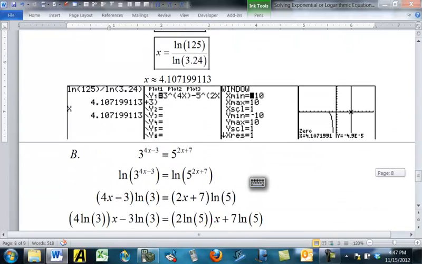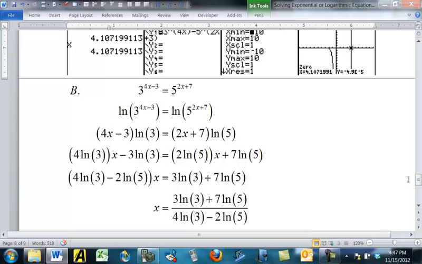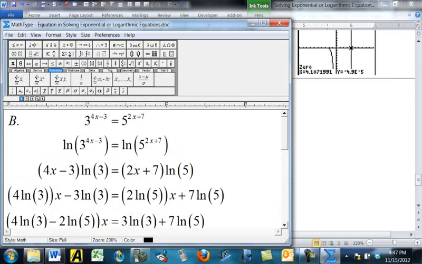Alright, how about our next example? It's very similar. Take the natural log of both sides, pull the powers down, distribute, eliminate the x's from the left side by subtracting 2 ln of 5 times x, eliminate the constants from the other side by adding 3 ln of 3 to both sides. That gets you what we have here. Combining like terms there on the left by factoring the x out, adding the coefficients, divide by that new coefficient, and now we have our answer.